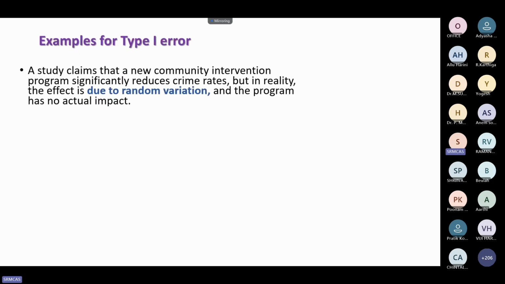So, examples of a type 1 error: a study claims that a new community intervention program significantly reduces crime rates, but in reality, the effect is due to random variation and the program has no actual impact. Why is this kind of error happening? Because of sampling variations.